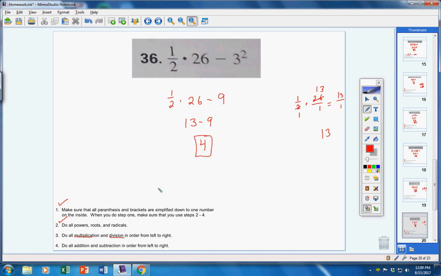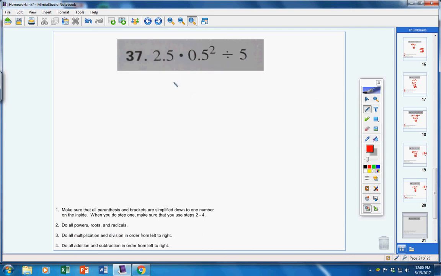Okay. Alright, number 27. Step 1, there are no parentheses or brackets. Step 2, we do have an exponent, so let's take care of that. I have 2.5 times... Now, I'm going to go ahead and tell you right now, 0.5 times 0.5 is 0.25. Let me show you where I got that, okay?